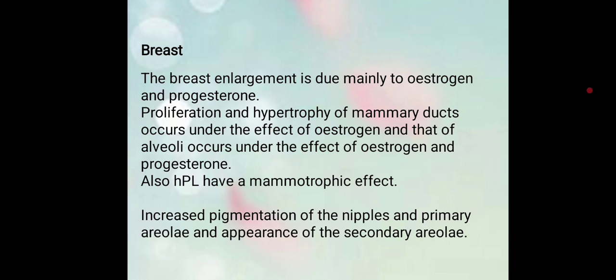Regarding breast change during pregnancy, the breast enlargement occurs due to both mechanisms, hypertrophy and hyperplasia, mainly under the effect of estrogen and progesterone, but other hormones involved are human placental lactogen and prolactin. Apart from enlargement, there is increased pigmentation of the nipple and primary areola. In first pregnancy specifically, the appearance of secondary areola.